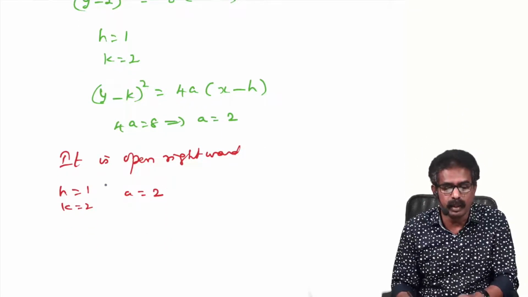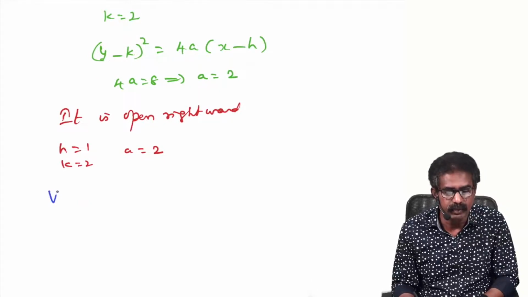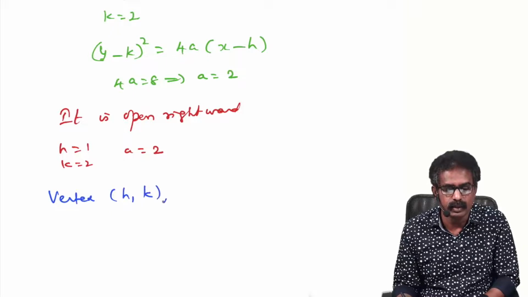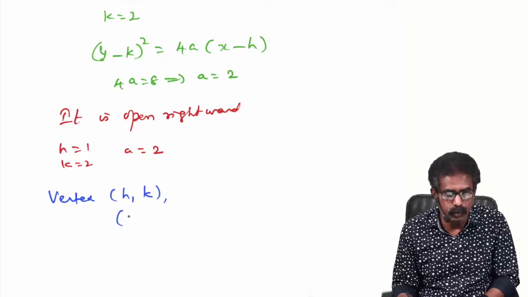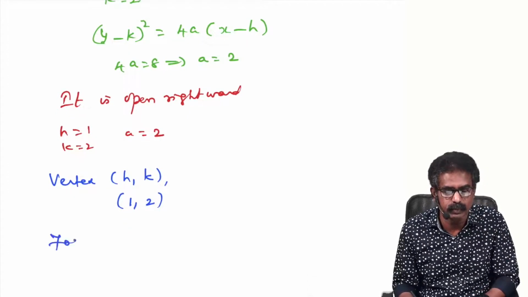So let us do one by one. First they asked to find what? Vertex. Vertex is (h, k). So here the h value is 1 and k value what? 2. So the vertex is (1, 2). Next we find what? Focus.